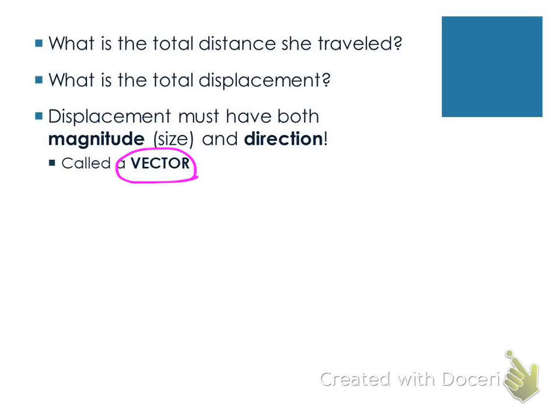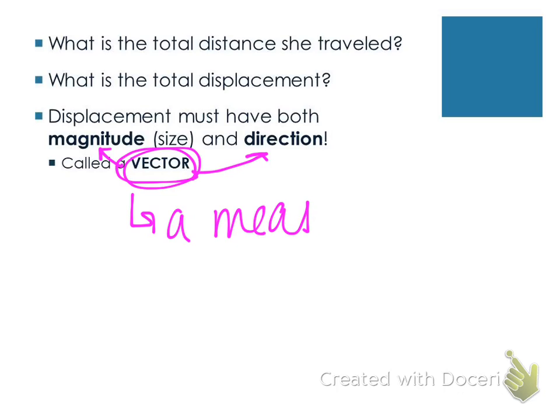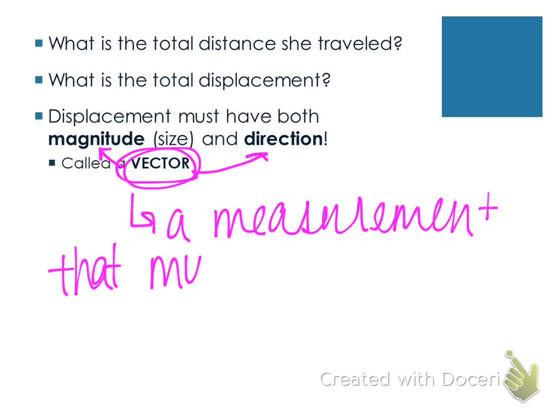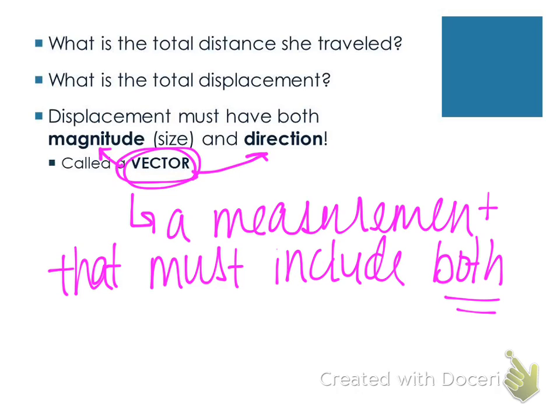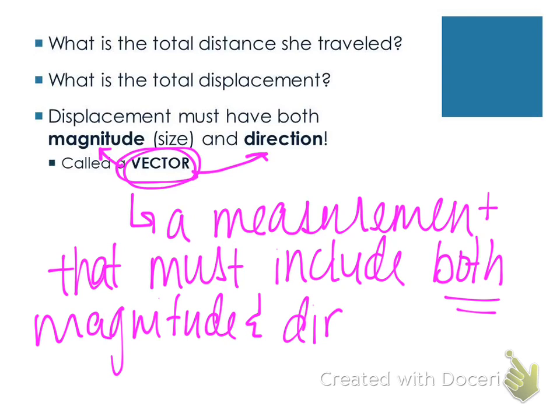And this is a big one. Any measurement that has to have both magnitude and direction is what we call a vector. Okay, so a vector is a measurement that must include both magnitude and direction. Okay, that's a big one. We have a lot of different types of vectors. So a vector is a type of measurement that has to include both magnitude and direction.